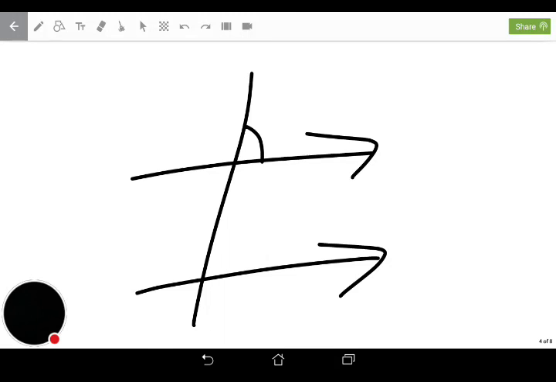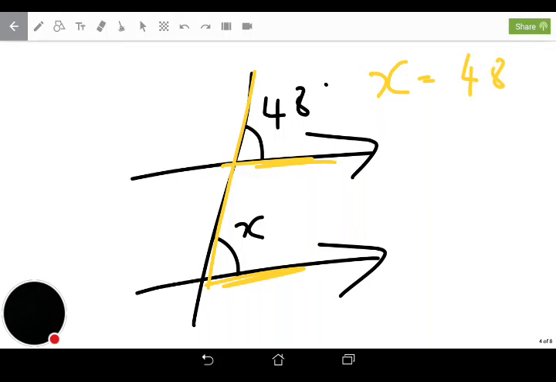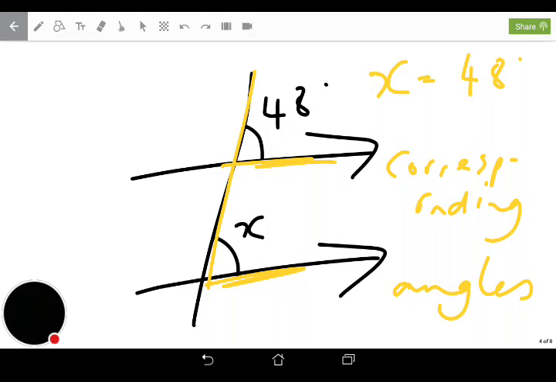Okay, so if we were to say this was 48 degrees, and in the exam you were asked to find the value of angle X and state your reason. Well, they're under the lines of the F, so X would also be 48 degrees, and your reason would be that they are corresponding angles. Okay, so corresponding angles are sometimes remembered by just thinking of an F shape.